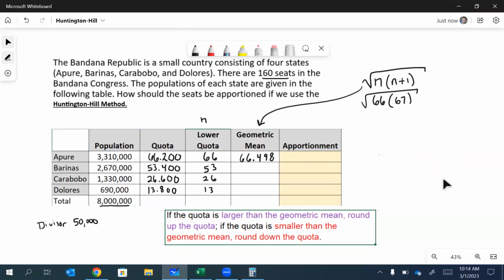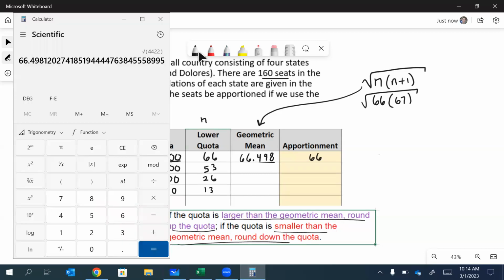Let's go ahead and do the comparison, though. So the comparison is if the quota is larger than the geometric mean, then round up. If it's smaller, round down. Now, if we look up here, our quota has a decimal of 0.200, but our mean has 0.498. That means our quota is smaller. So if it's smaller, round down. 66.2 rounded down to 66 as the final apportionment. And then we're basically going to do that for each line. So let's take these geometric means. Let me scoot this calculator over.